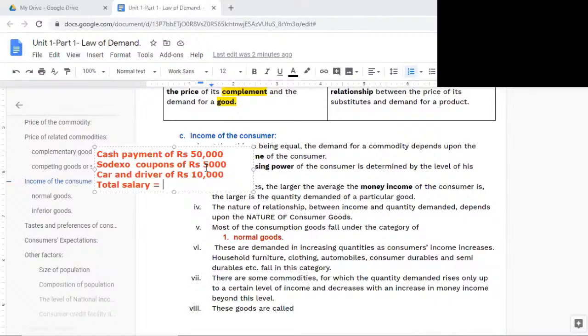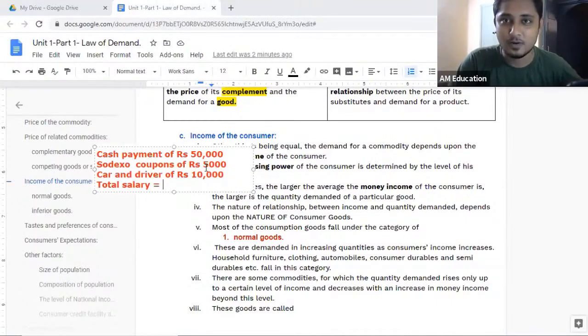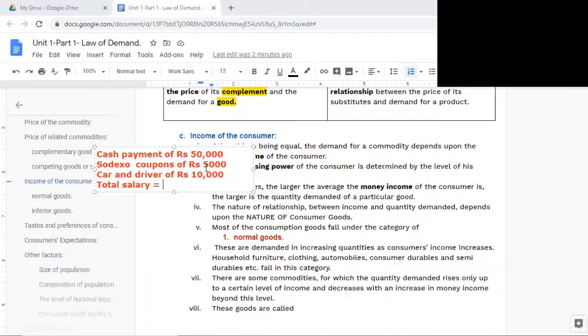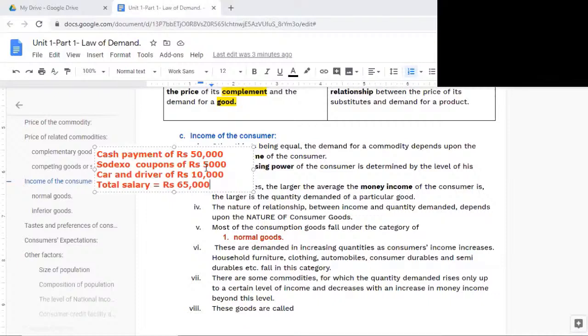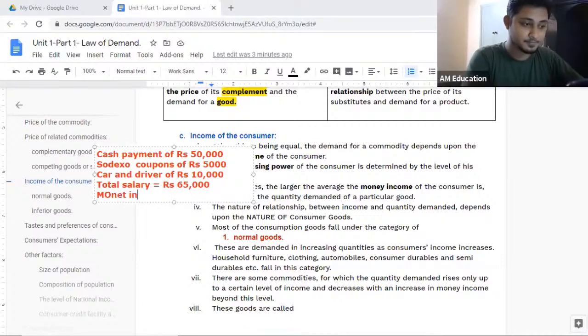65,000. Anything that the employer is paying the employee is the salary, no? So what is the total salary? 65,000. So what is his income? 65,000. Income is 65,000 and money income is 50,000. Exactly. So understood what is money income?